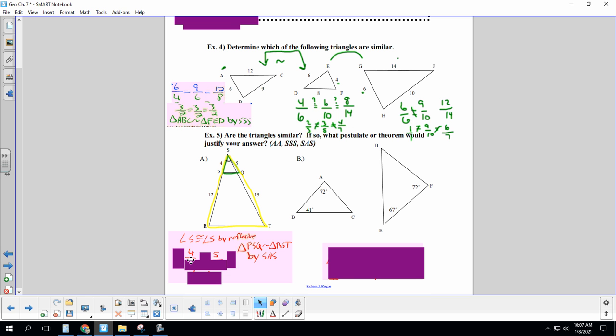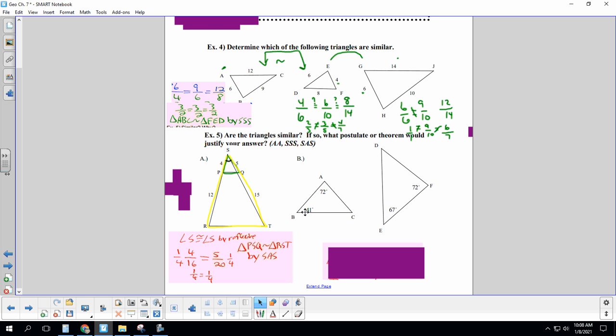So we're going to compare 4 to our complete side. So it's not just 12, it's 4 plus 12, which is 16. And we're going to compare that to 5 over, not just 15, but 5 plus 15, which is 20. So that 4 over 16 reduces to 1/4. 5 over 20 reduces to 1/4. We can see that those are equal. So they are similar by side angle side.